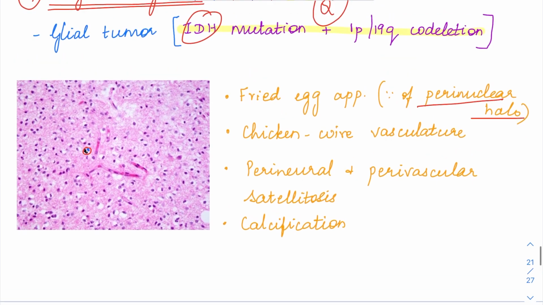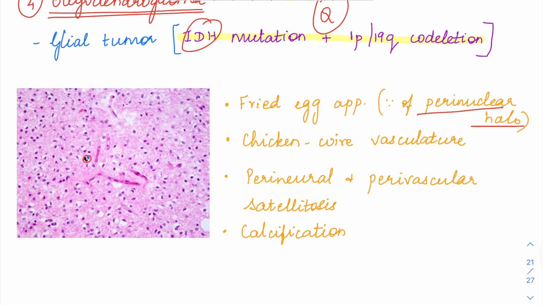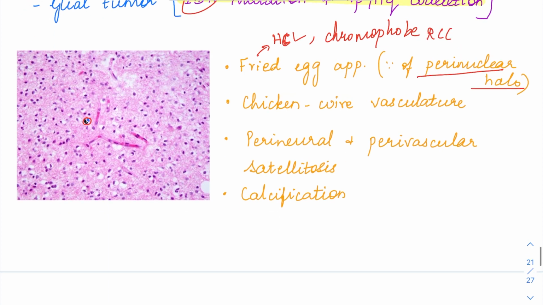So where else did we see fried egg appearance? Yes, in oligodendroglioma. Then we also saw it in hairy cell leukemia and also in chromophobe RCC. Chromophobe RCC also had this perinuclear halo with a raisinoid nucleus, right? So fried egg appearance, we can see in all these conditions.